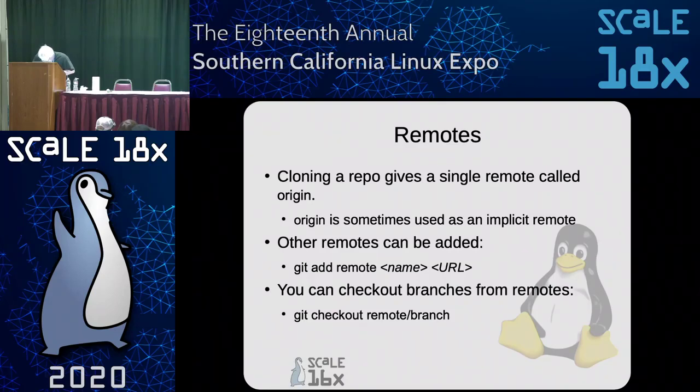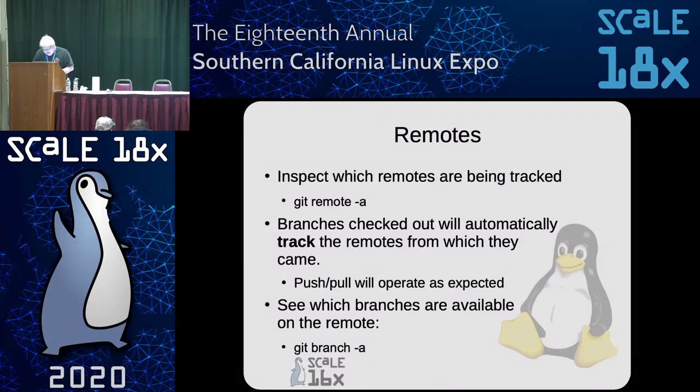Other remotes can be added: git remote add, symbolic name, URL. And you can check out branches from remotes: git checkout remote/branch.